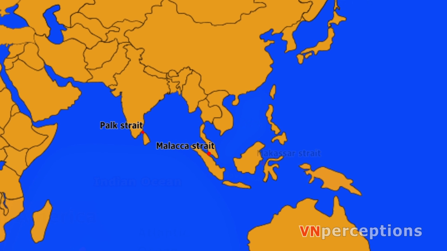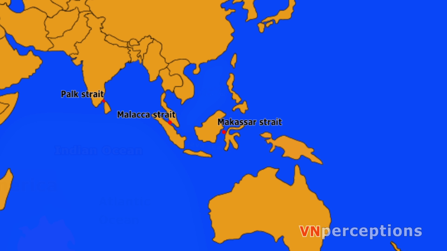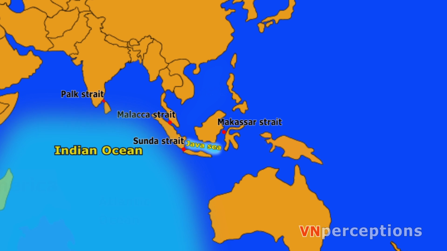Next one, Makassar Strait. It is a strait that lies between the islands of Borneo and Sulawesi in Indonesia. To the north, it joins the Celebes Sea, while to the south, it meets the Java Sea. Next one, the Sunda Strait. It connects the Java Sea to the Indian Ocean and separates the Java Islands of Indonesia from its Sumatra Islands.